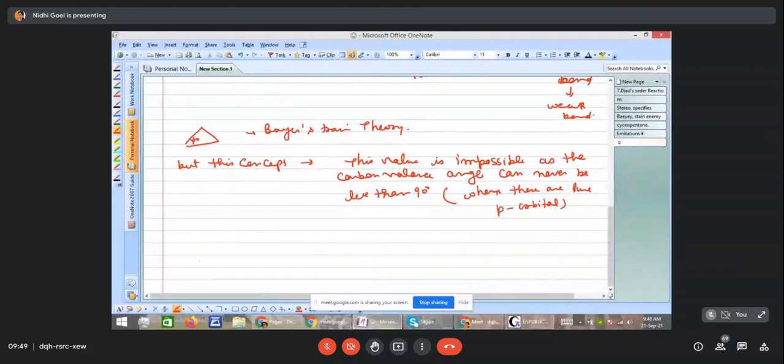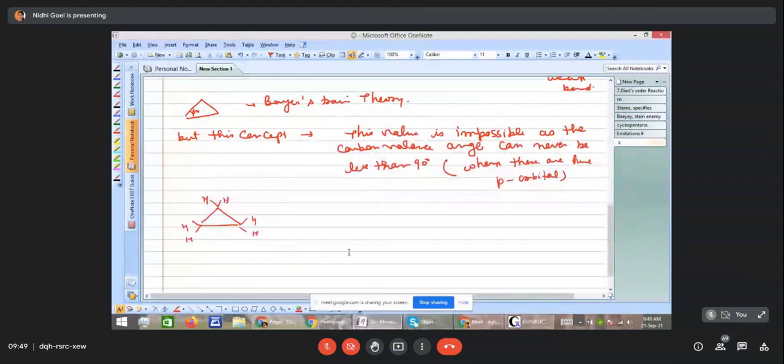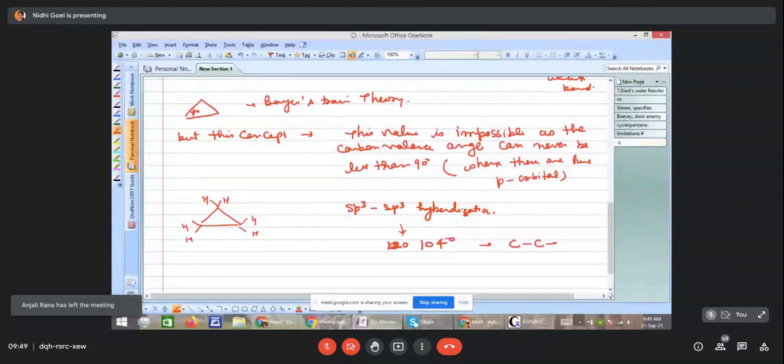Okay. Then according to this model, this is cyclopropane. Due to the bent bond, there is partial overlapping. This is the bent bond. The angle is formed due to sp3 hybridization, and the bond angle is 104 degrees. And the angle between the H-C-H is 120 degrees as compared to the tetrahedral angle.